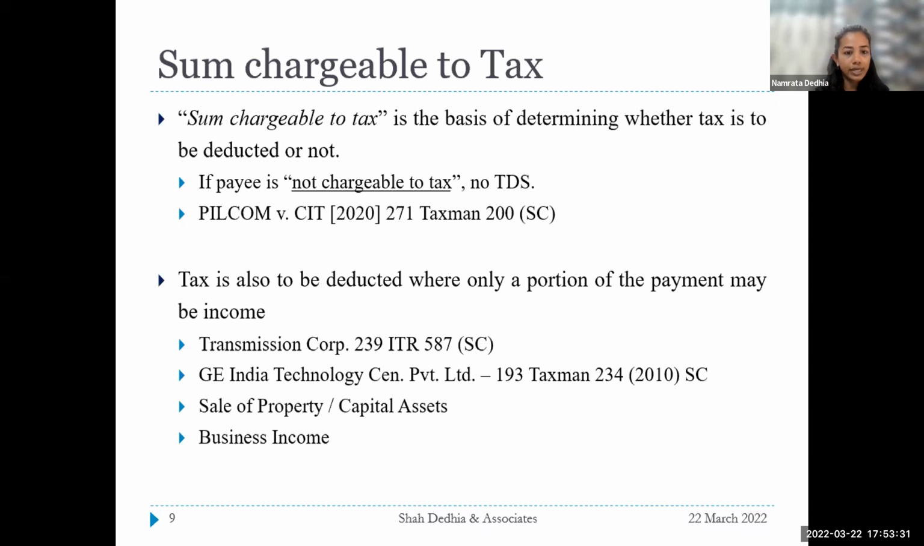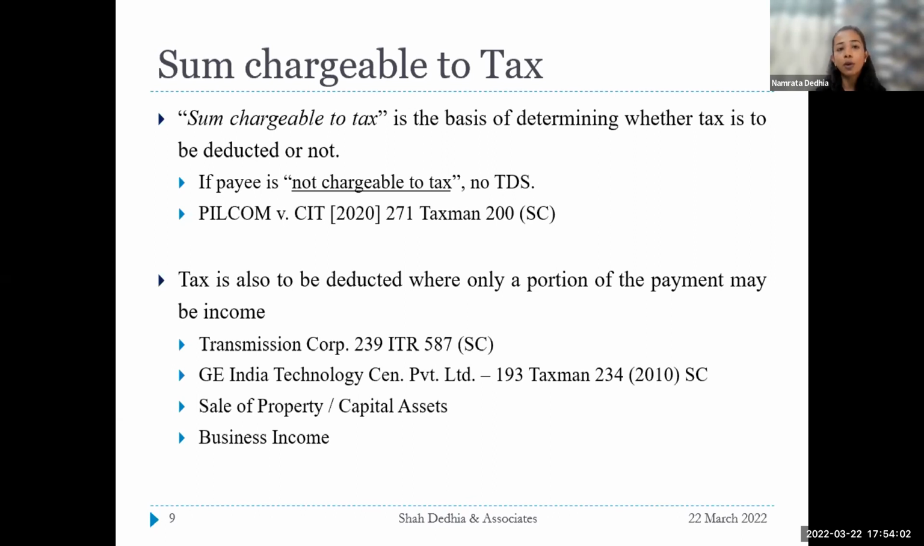So I took the examples, which is sale of property or capital assets, business income, etc. Now, sale of property is a very common transaction that is happening, especially in the last few years, and this is where 195 also comes in largely. So if non-resident sellers are selling property or assets in India and earning capital gains out of the sale, then the buyer is required to discharge TDS obligations under 195.